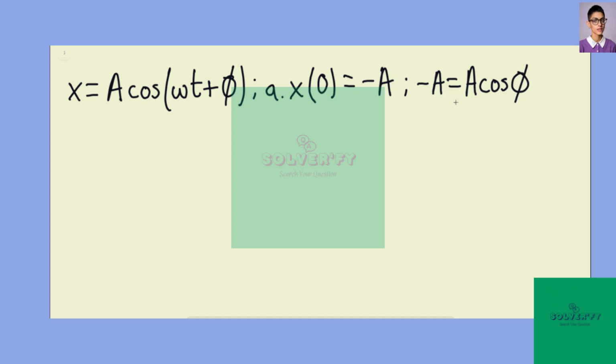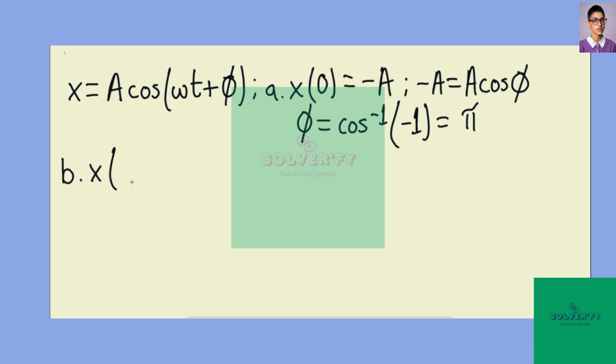So negative A will be equal to A cosine of phi, and then we know that phi will be equal to arc cosine of -1, and this is going to equal pi. So the phase constant for part A is pi, and then for part B, the initial position is 0.